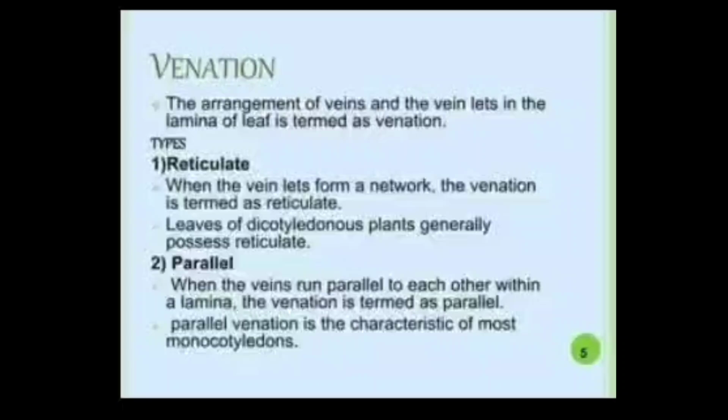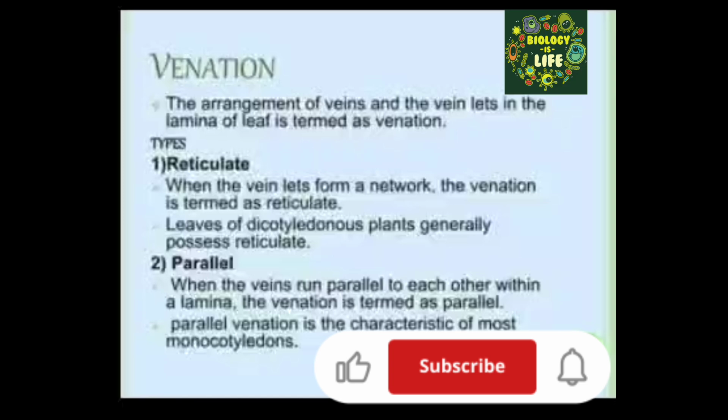Hi everyone. Today we are discussing venation. There are two types of venation generally found in the leaf. What is venation? Venation means the arrangement of veins and veinlets in the leaf lamina. There are two types of venation: reticulate venation and parallel venation.